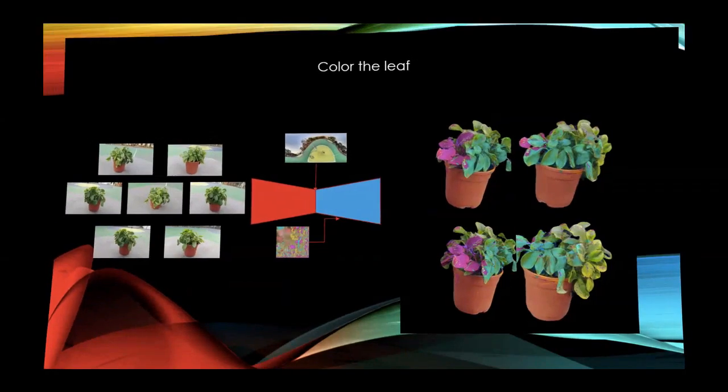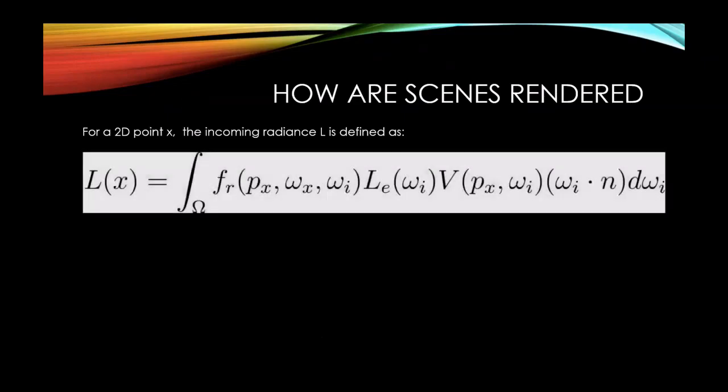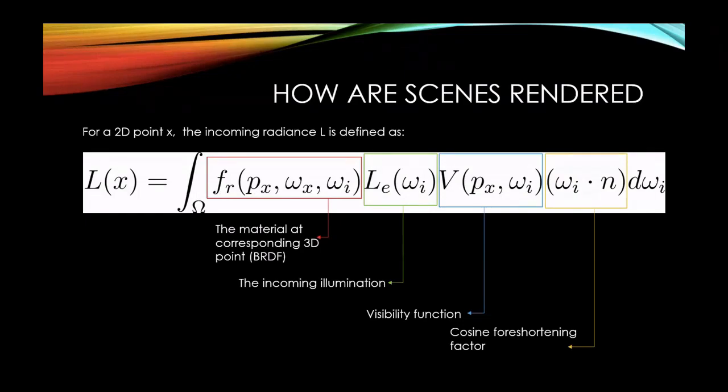So how do we achieve this? To understand that, let us have a look at the formulation. So the first question is, how are scenes rendered? For a 2D point X, the incoming radiance L is defined as the product of the material at the corresponding 3D point or the bidirectional reflectance distribution function or the BRDF at that particular point, the incoming illumination along the light ray, the visibility function with respect to the light ray, and the cosine foreshortening factor of the ray, basically telling us the contribution of that ray at that particular point. We integrate the contribution of all such rays over the hemisphere surrounding the point.